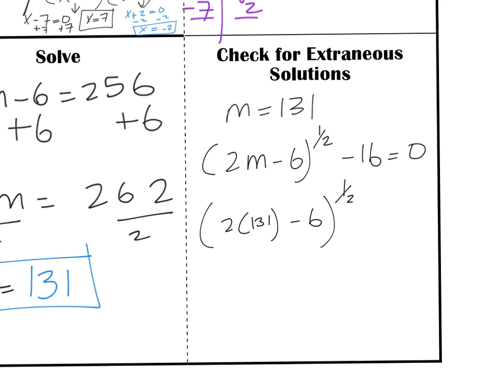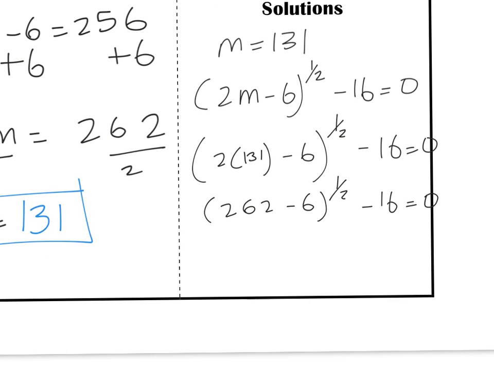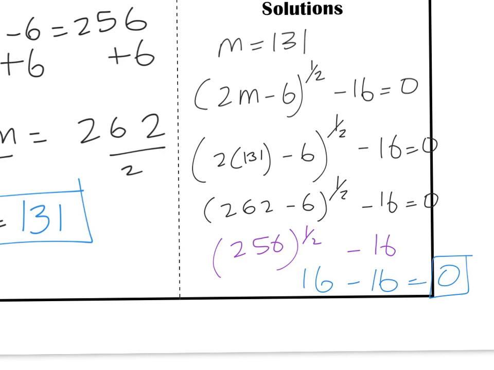Now again, you can do all of this on the calculator to check. So 2 times 131, that's going to be 262, minus 6, to the power half. Again, you can put this in the calculator and do the work. 262 minus 6, that's going to be 256. So basically, I'm just working myself backwards. Now if you put 256 to the power 1 divided by 2, that's 16. Minus 16 equals 0. So I can do that on the calculator.